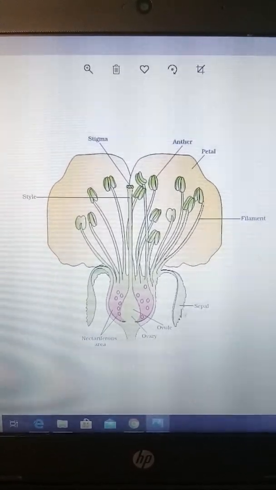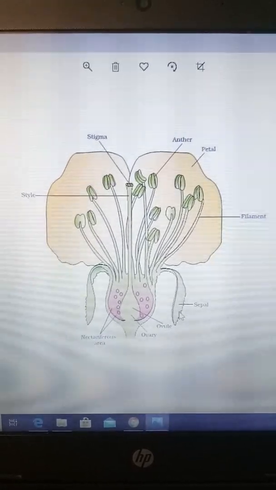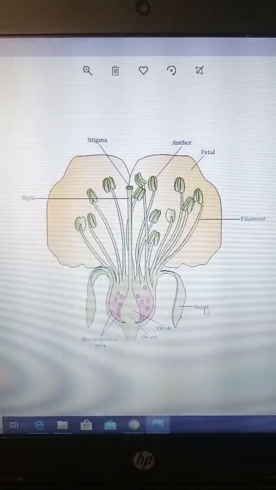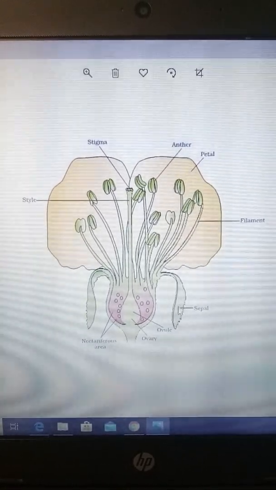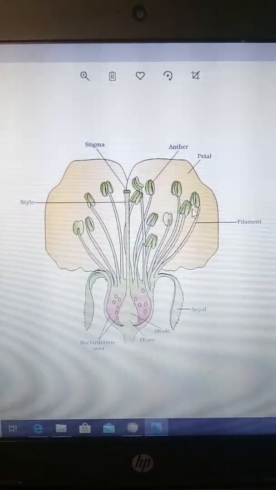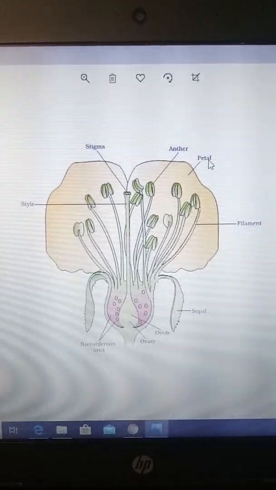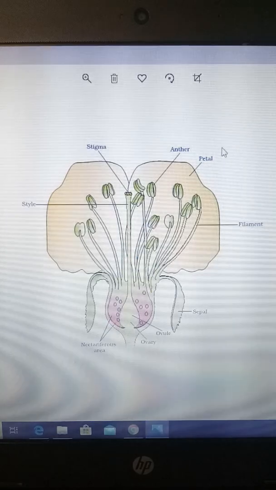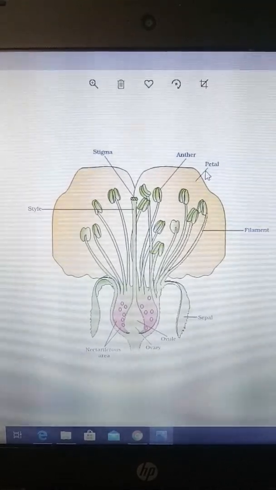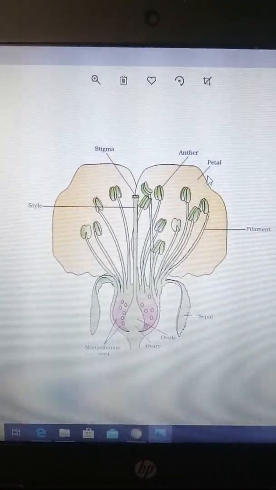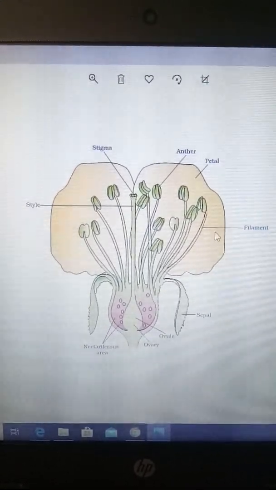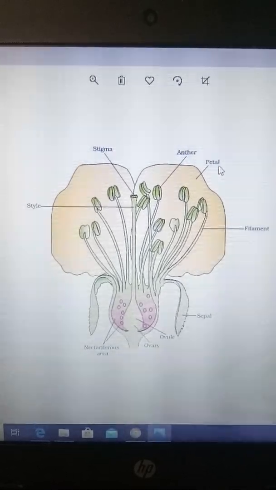So every flower contains a small green leafy like structure present at the base of the flower, which is called sepal. Now the collection of sepals together is known as calyx. Similarly, there are colored leaf like structures which are known as petals. And the collection of petals in the flower is known as corolla. So since you have come to the class 11th, you need to know this word calyx and corolla. Collection of sepal is known as calyx and collection of petals is known as corolla.